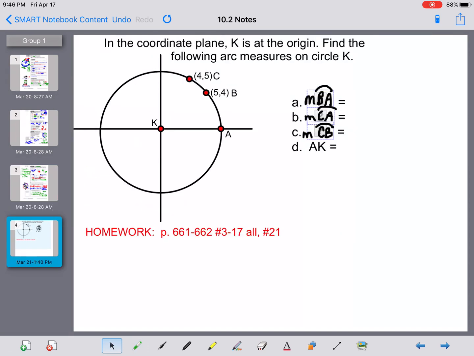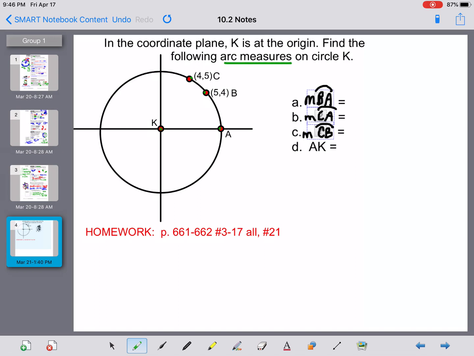All right, we're doing a little bit of coordinate geometry here. We'll put a circle on the coordinate plane. A couple things they tell us here is K is at the origin. So there's my 0, 0 right there. And it looks like I have 4 other ordered pairs. A, I don't know what it is. B is at 5, 4, and C is at 4, 5. So there's my circle. And they want me to find the arc measures on circle K.